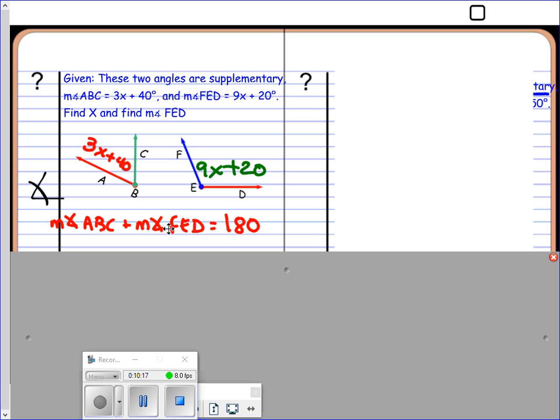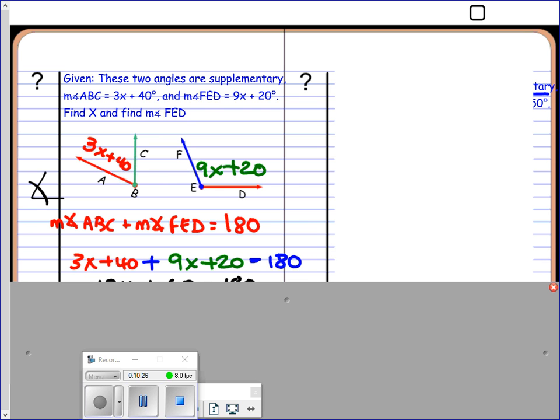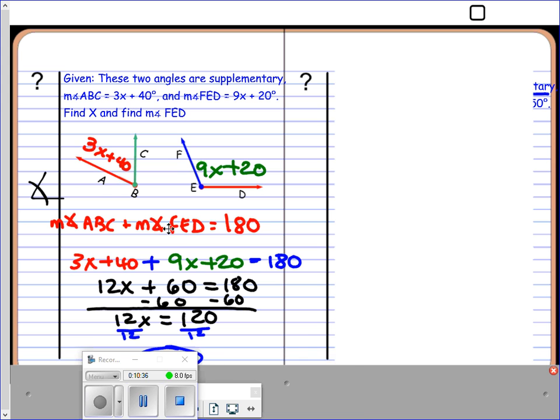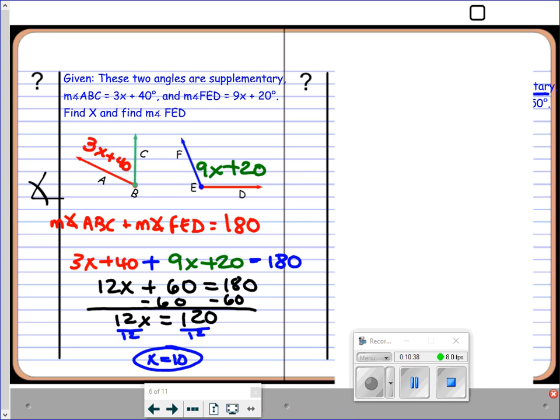So the measure of angle ABC plus the measure of FED, those two angles must equal 180 degrees. So I just simply take that information and write an equation for it, substituting in the values for each of those angles. And once I calculate that, I come down and I find that x is equal to 20. Now, it did ask me to find that, but it also asked me to find FED. So I just simply plug that number in to FED, and I can calculate what that angle is.